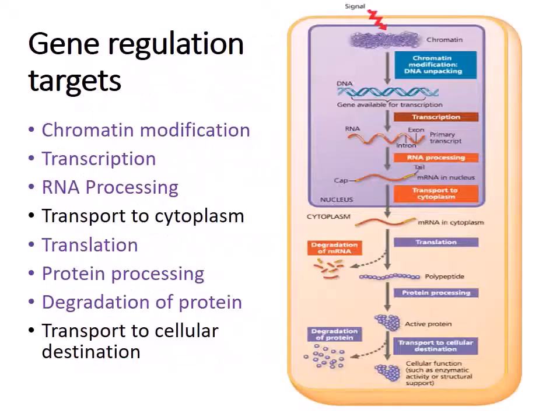So there's several targets for gene regulation, and your book really does a nice job laying this out. So I took this picture from your textbook. I highlighted in purple the ones that we're going to actually focus on. So chromatin modification, transcription, RNA processing, transport to the cytoplasm, translation, protein processing, degradation of the protein, and transport to the cellular destination are all things that can be modified.